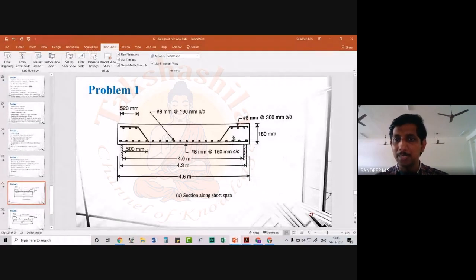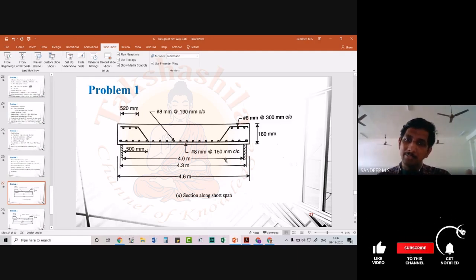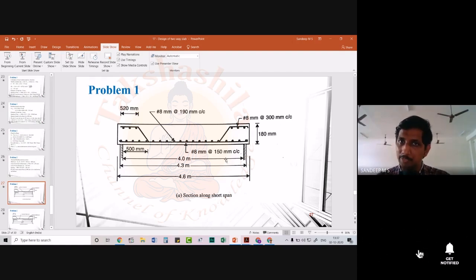So for taking care of that, we have already designed 8 mm bars at 150 millimeters center to center in the middle strip. 50% of these bars should be bent up and provided like this. 50% of these bars means, say we have provided a spacing of 150. If we double the spacing, that means we will be providing half of the area of the reinforcement which we were having. Are you getting that concept?